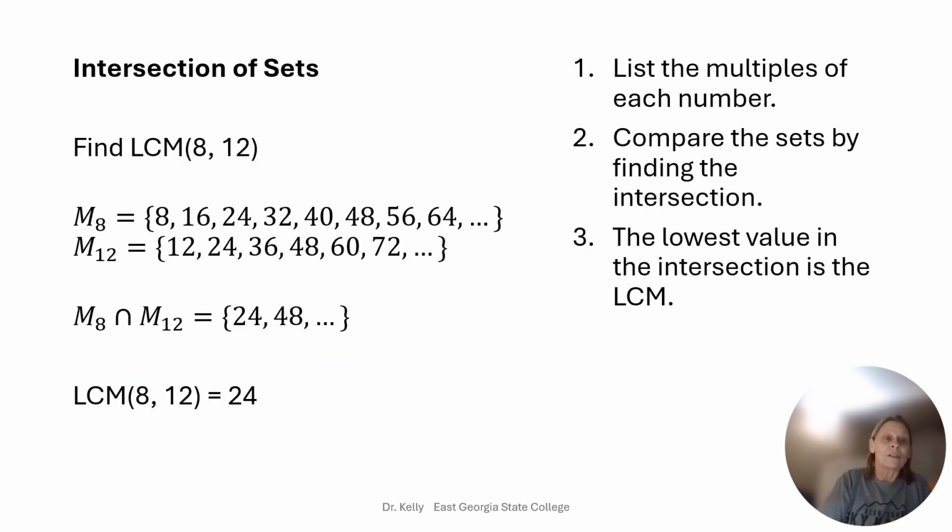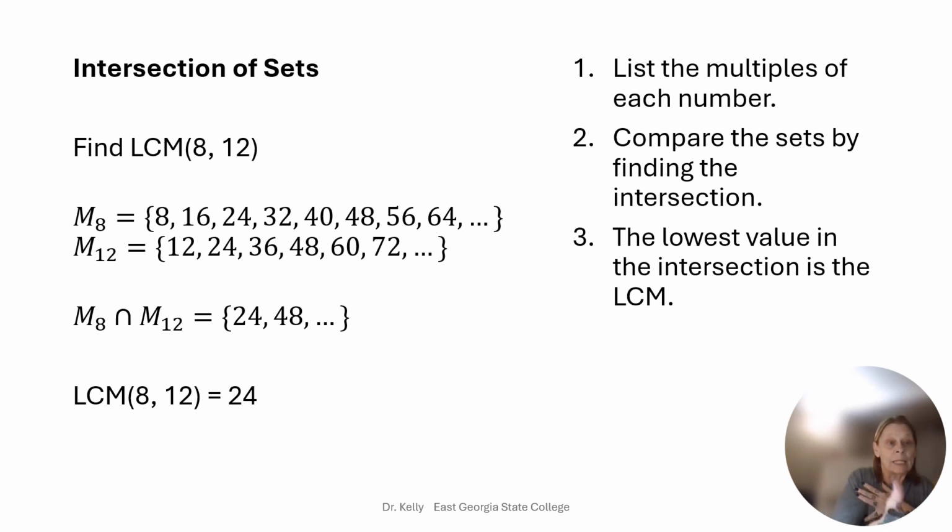The intersection of sets. Here it's just like finding the GCF with the intersection of sets, except here we're looking at multiples, so it does not make any sense to list the factors. Here we're going to list all the multiples.